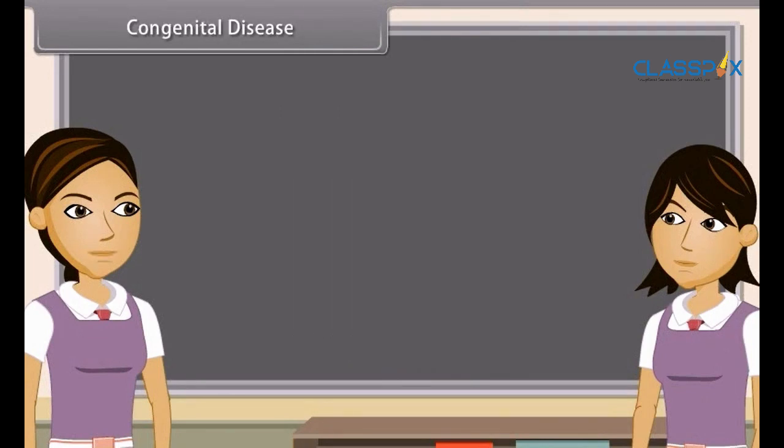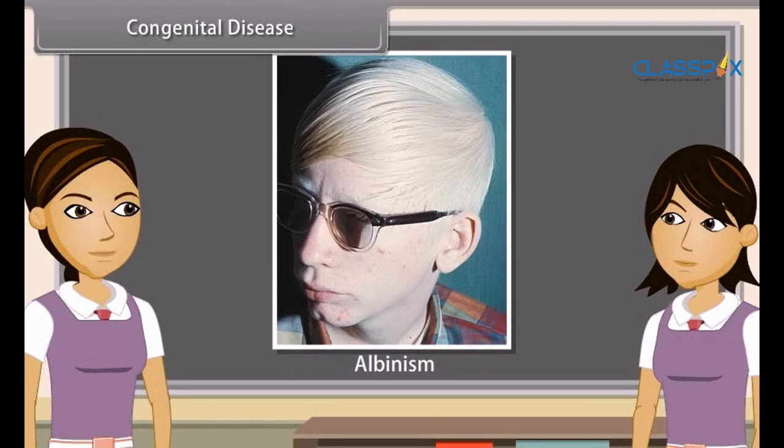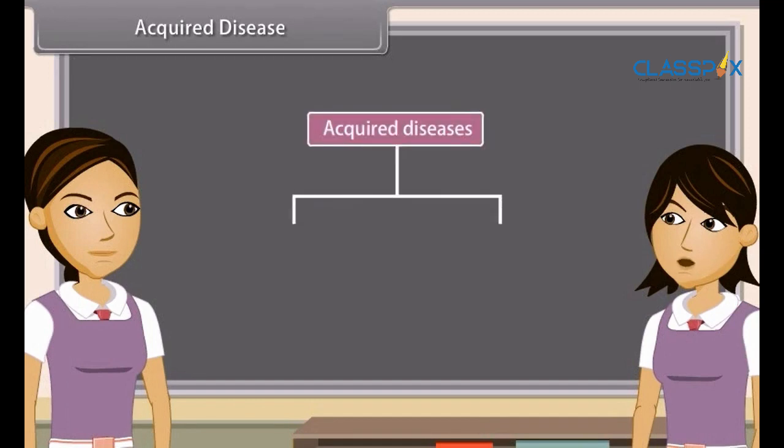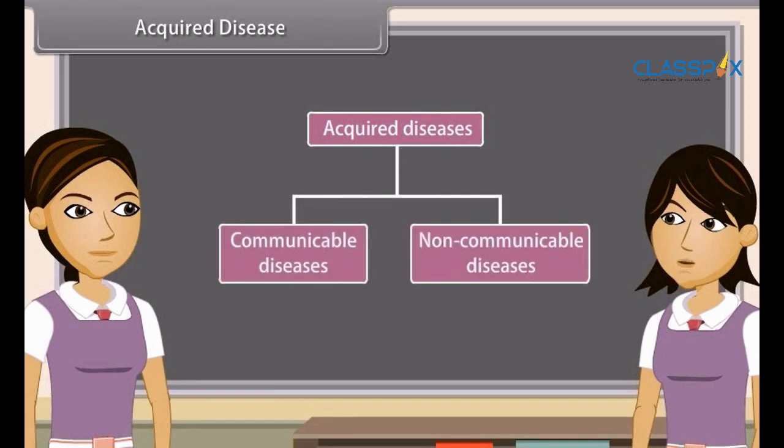Congenital disease. Congenital diseases are those which are present since birth. Example, albinism, hemophilia. Acquired disease. Yes, I know that acquired diseases occur only after birth and hence they are non-inherited. But acquired diseases are of 2 types, communicable diseases and non-communicable diseases. Example, influenza.